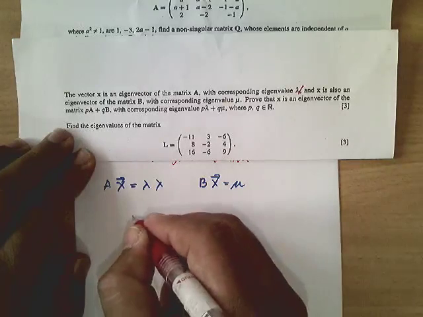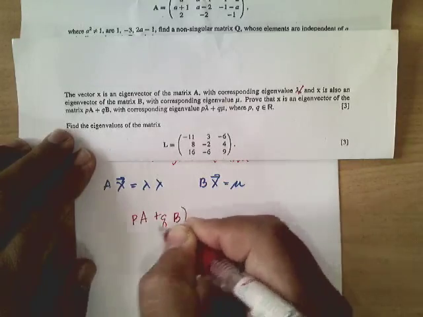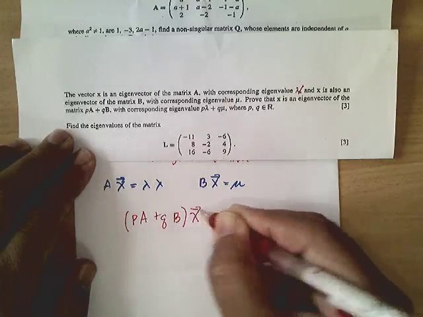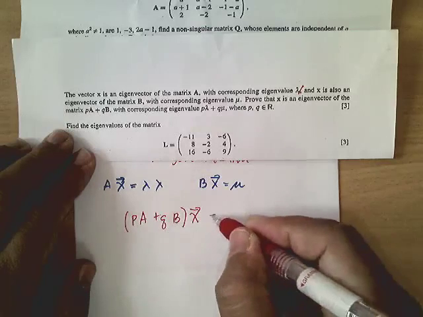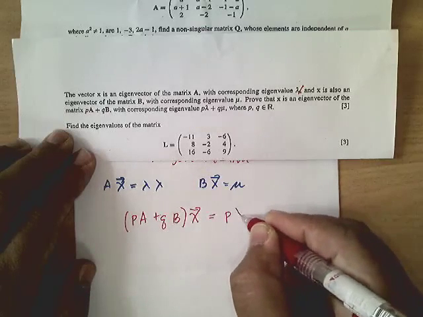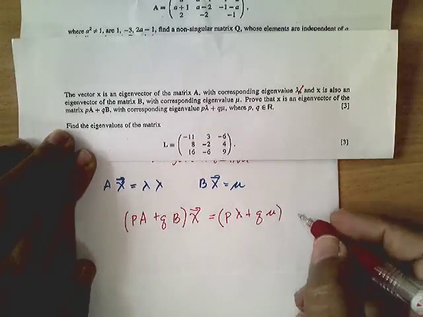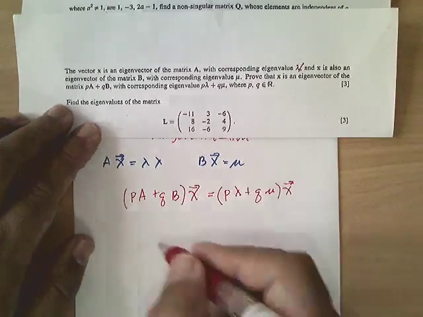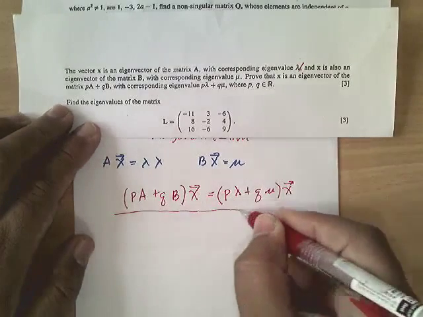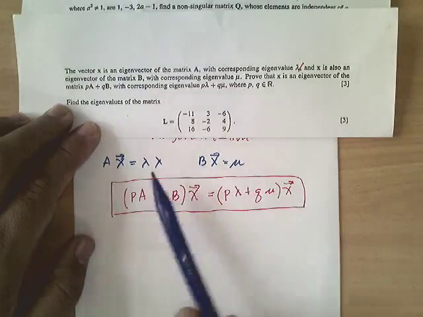What does it mean? It means that if you have P times the A plus Q times the B, that x is an eigenvector of this. And how shall we know that it is an eigenvector of this? If we can make this equal to (P lambda plus Q mu) times the vector x. Right? So this is what we are trying to prove.